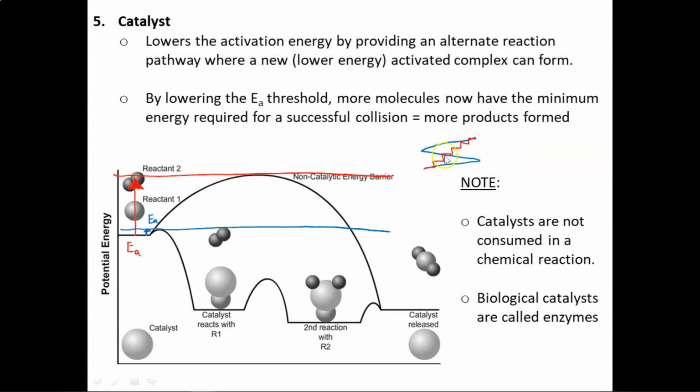So it's like using a ramp versus a staircase. In both scenarios, you start off at the same place and you end off at the same destination. But the ramp is significantly more accessible than a staircase. More people can make it up a ramp than on the stairs. So by lowering the activation energy threshold, more molecules now have the minimum energy required for a successful collision, which means more products will be formed. Now please take note, catalysts are not consumed in a chemical reaction, and biological catalysts are called enzymes.